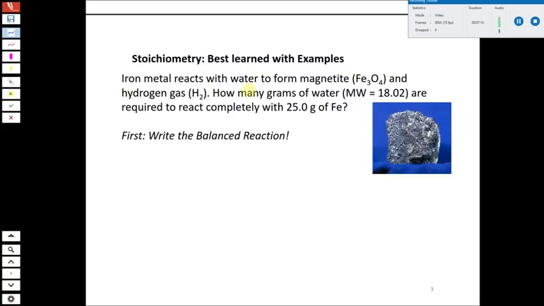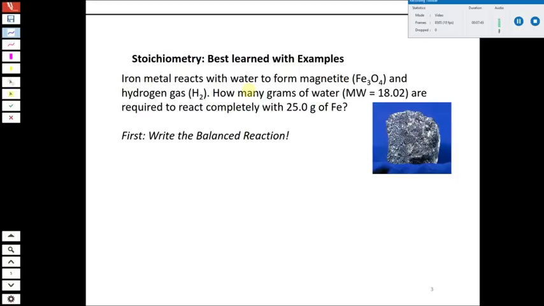So the question is asking us how many grams of water are required to react completely with 25 grams of iron. So in other words, if we're putting in 25 grams of Fe, how much water do we have to put in along with it to get that to completely convert to the products? The issue here, though, is unlike the last problem, we don't have a balanced chemical equation given to us. So there are going to be times when you're going to have to use the information in the problem, potentially some knowledge of nomenclature and things to be able to pull out what the chemical equation is that we're talking about.